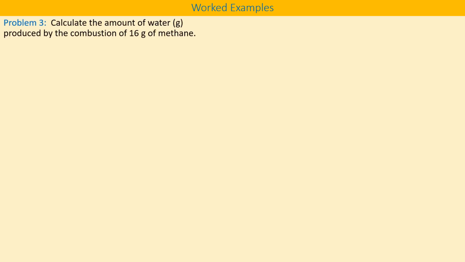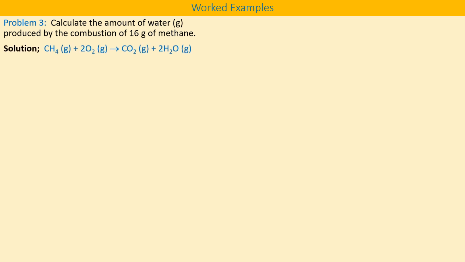Worked examples. Now we will solve numerical problems of the sections mole concept and molar masses, percentage composition, and stoichiometry and stoichiometric calculations. Problem number 3. Calculate the amount of water produced by combustion of 16 grams of methane. Please read the question once again and let us start.